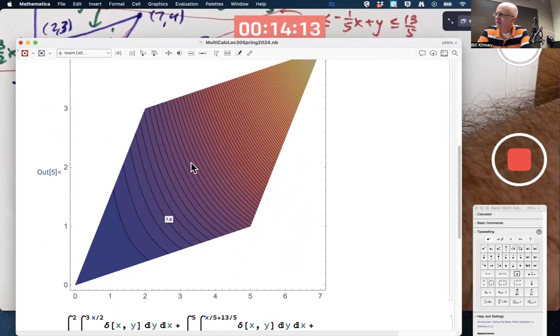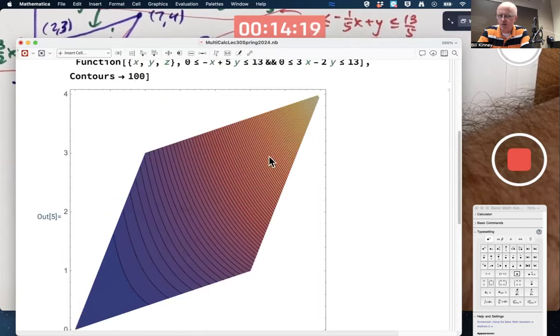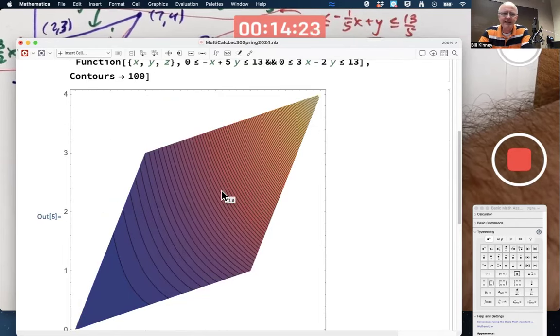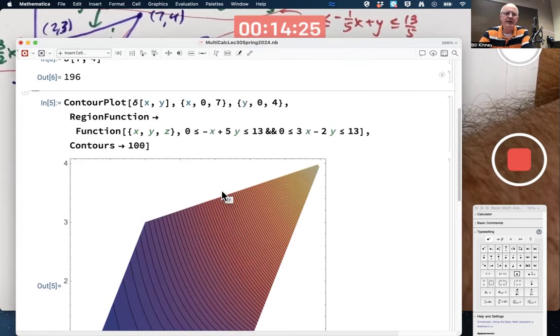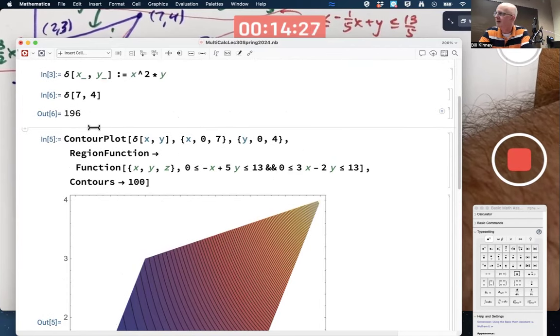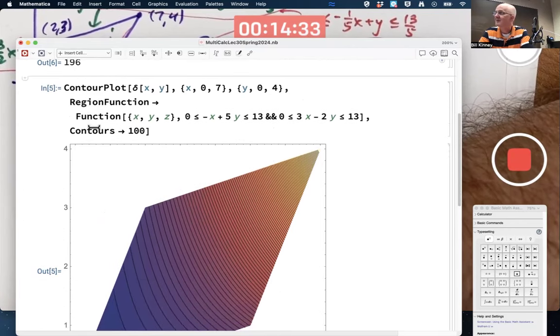Over sort of most of the parallelogram, it's in lower values. The dark sort of overcomes the light, in a sense. So what I'm trying to say is probably the average value of this function is closer to 0 than it is to 196. If I had to make a real rough guess, 60, 70, 80, 90, somewhere in that ballpark. Let's just say, I don't know, 75 for the average value.